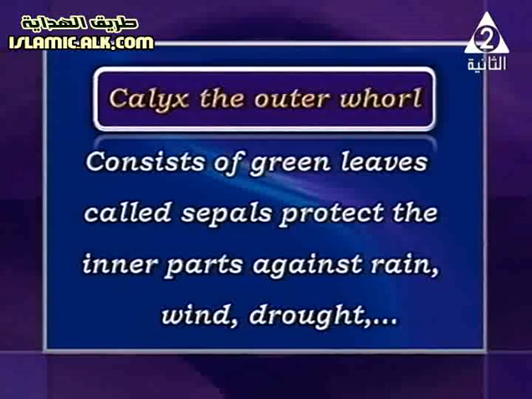What does before blooming mean? Before the flower becomes open. We call the opening of the flower blooming, and if it is closed, it hasn't matured yet. So the function of the calyx, the outer whorl, is to protect the inner parts of the flower, the reproductive organs, against rain or unfavorable conditions, wind, drought, and so on.